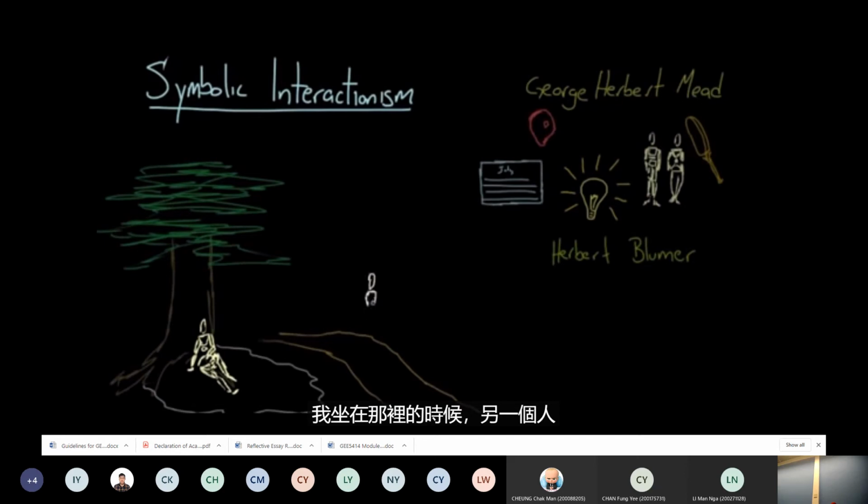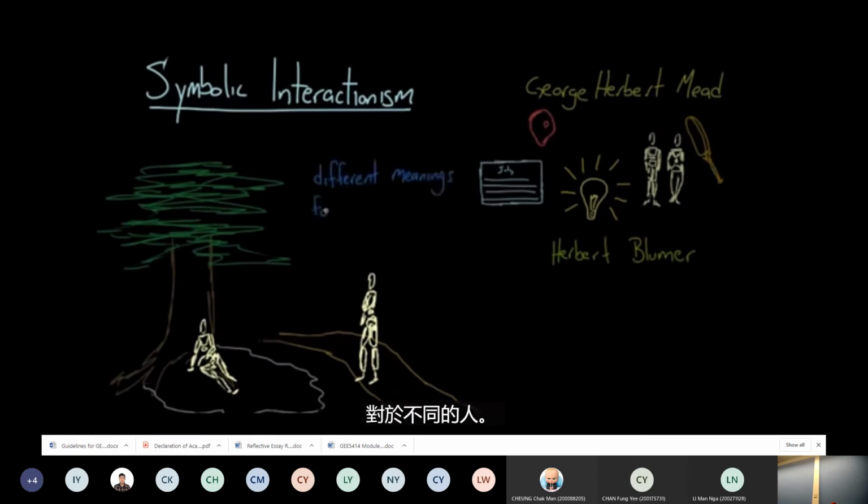As I'm sitting there, another person stops to warn me that all trees are infested with ants. Blumer's second tenet was that we give meaning to things based on our social interactions. The same thing can have a different meaning for different people.